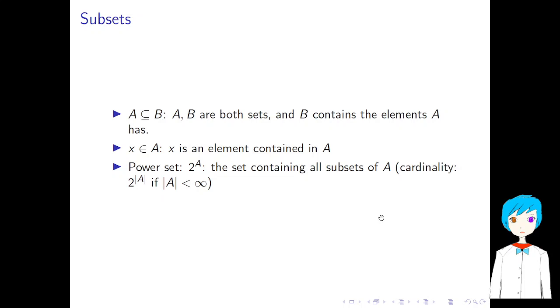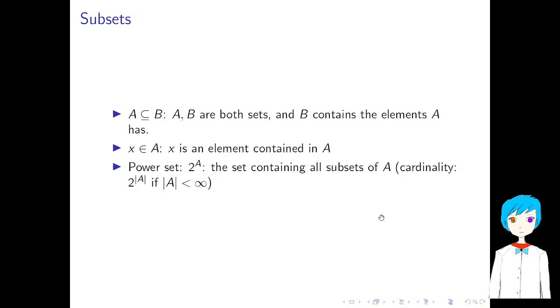Then we defined the power set 2 to the power A, where A is a set. It is the set containing all subsets of A. So if A is a finite set, the cardinality of the power set 2^A is 2 to the power of the cardinality of A.